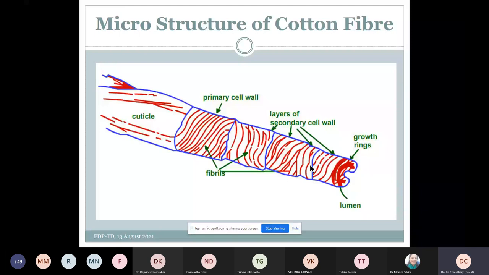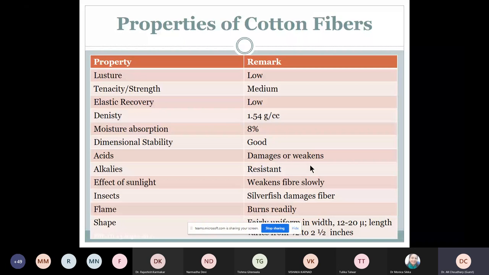And more matured fibers mean better quality yarns, and from better quality cotton yarns, the industries are able to produce good quality fabrics. So these are some properties: luster low, tenacity medium, elastic recovery low, and the density is 1.54 gram per cc. Moisture absorption is 8%, which is good for fabrics. That's why cotton is taken as good for fabrics, and that's why cotton provides good comfort for the users.